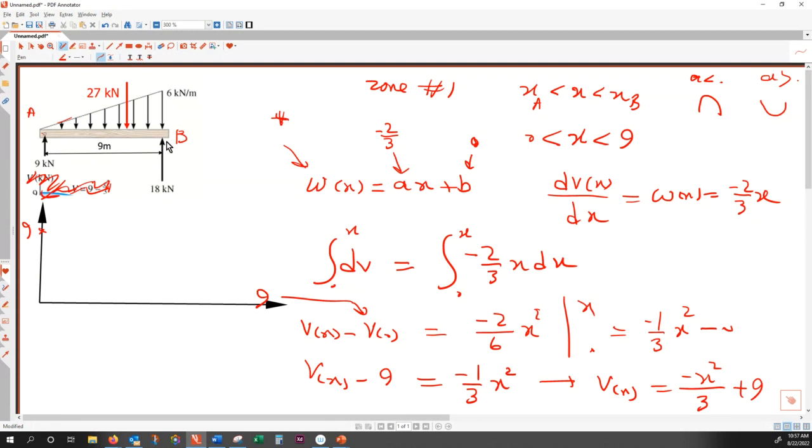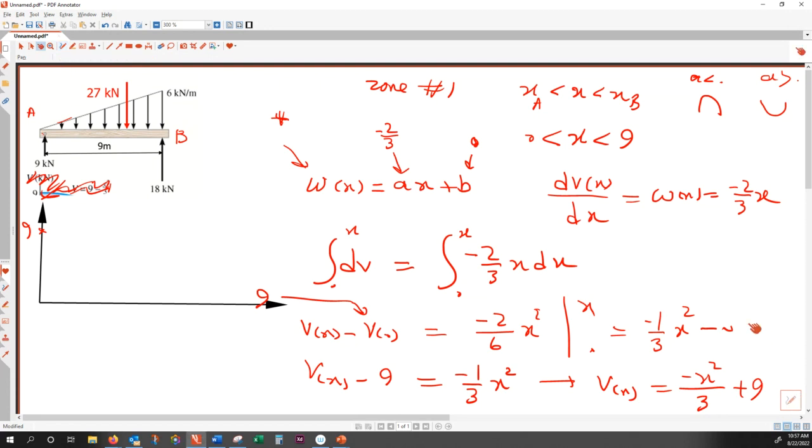Martin, can you tell me how do I find shear force at point B? Habiba, how do I find shear force at point B? Gabriel, what is shear force at point B? Ephraim, Daniel, Ashwin? Yes, thank you, Gabriel. That is 18 kilonewton, isn't it?